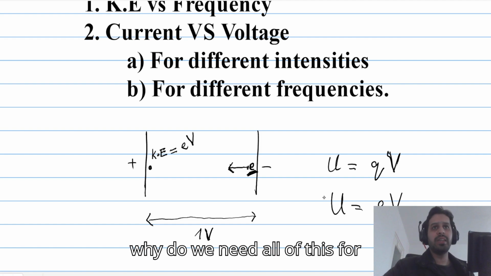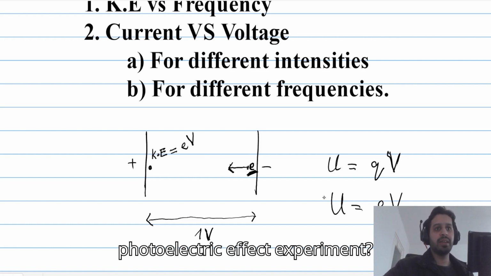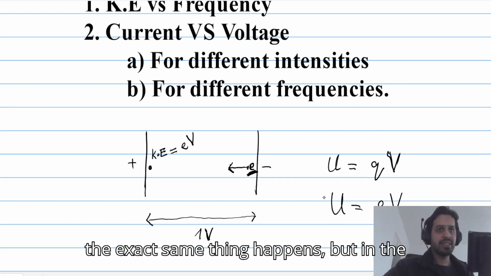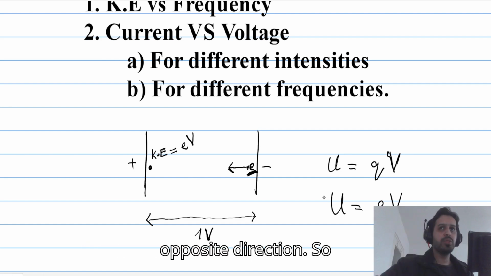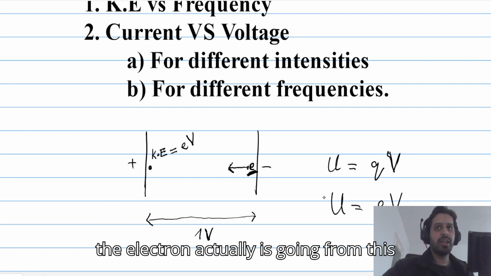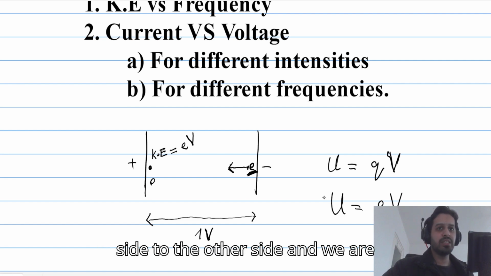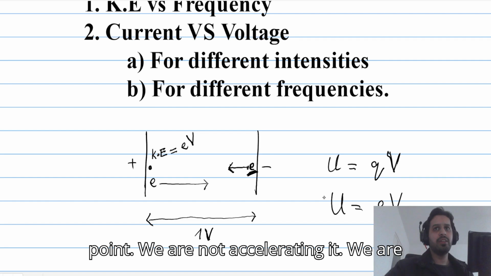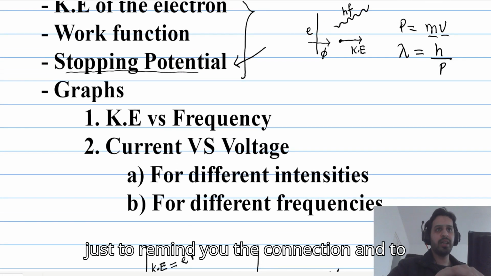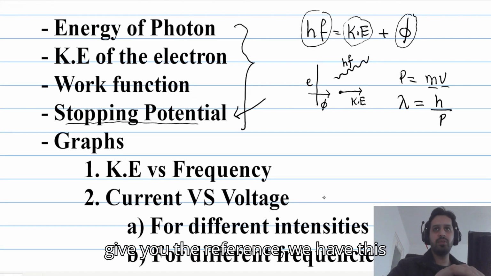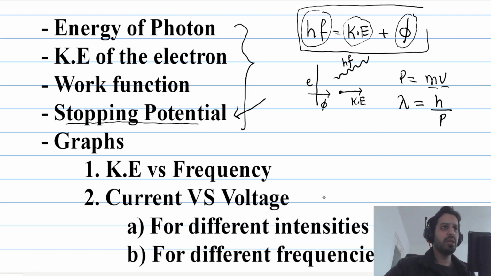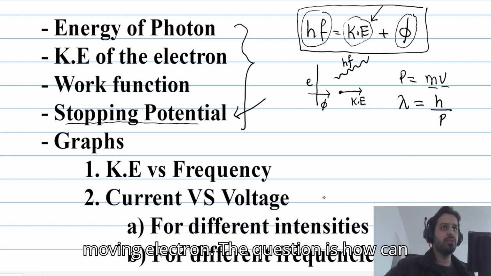Now, why do we need all of this for the photoelectric effect experiment? And the answer is that in the photoelectric effect, the exact same thing happens, but in the opposite direction. So the electron actually is going from this side to the other side, and we are trying to stop it from reaching this point. We are not accelerating it, we are trying to stop it. And just to remind you the connection and to give you the reference, we have this equation, the photoelectric effect equation, in which we have kinetic energy of the moving electron.